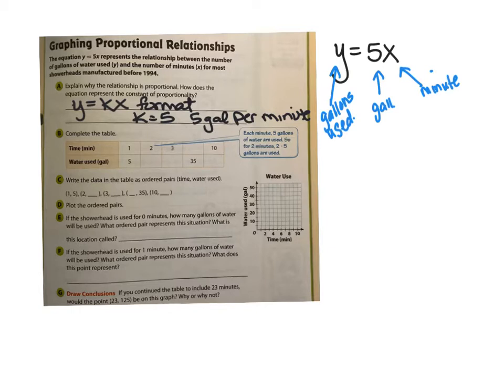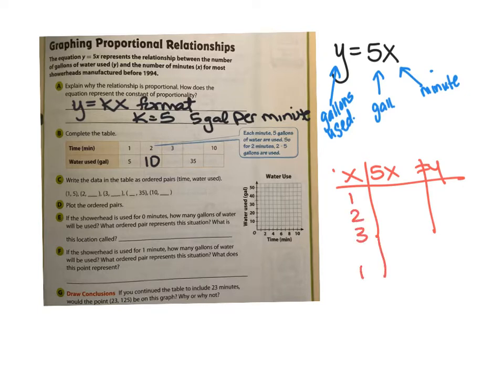So we're going to complete the table. In 1 minute, we know it's going to do 5 gallons of water used. If your shower is 2 minutes long, we would plug 2 in here and do 5 times 2, which is 10 gallons, a 2-minute shower. Oh my goodness, think about how long your showers have been. All right, 3 minutes, we would plug into 5x. I use this, y equals 5x for whatever x is. So they used 1, 2, and 3, and some unknown number, and then 10.